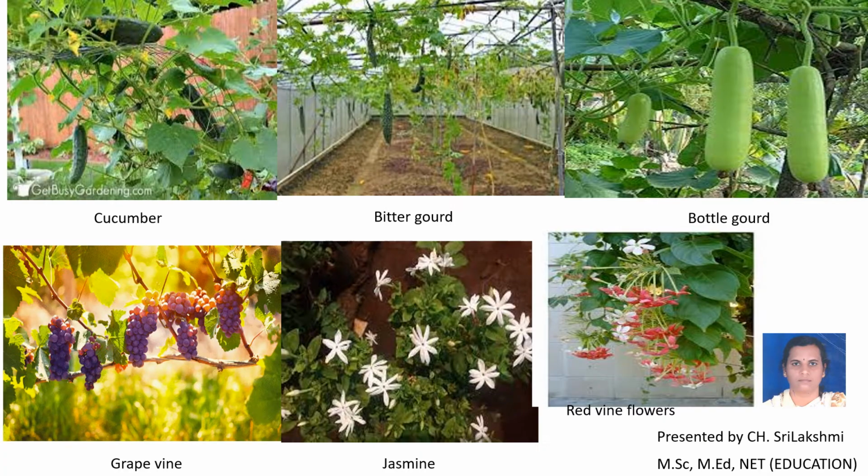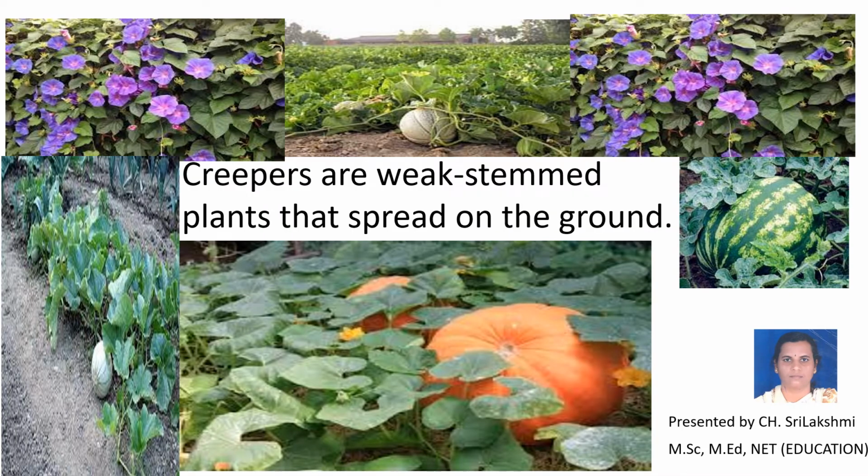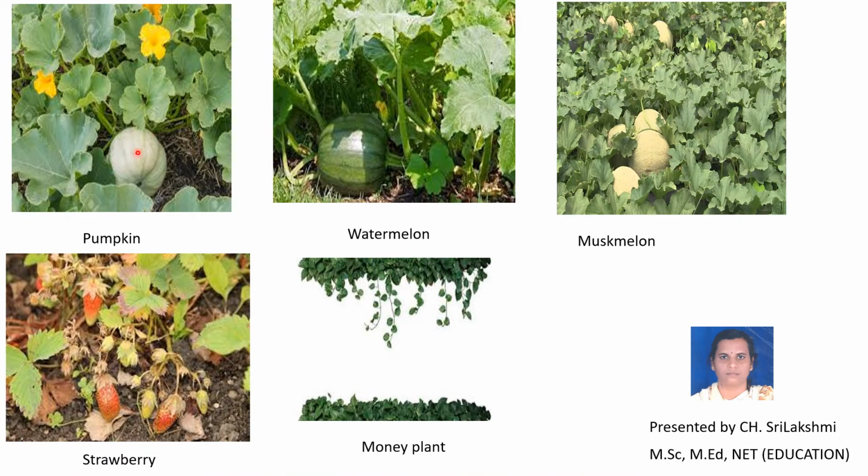Next is the creepers. Creepers are also weak stemmed and they spread on the ground. There are some flowering plants that are creepers and even some vegetables and fruits that are creepers. Pumpkin is a creeper, watermelon is a creeper, muskmelon is a creeper, strawberry is a creeper, money plant is a creeper. That is, they spread on the ground.